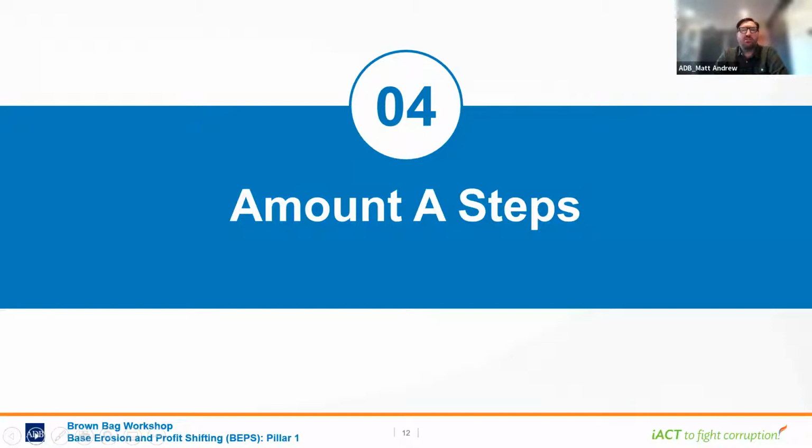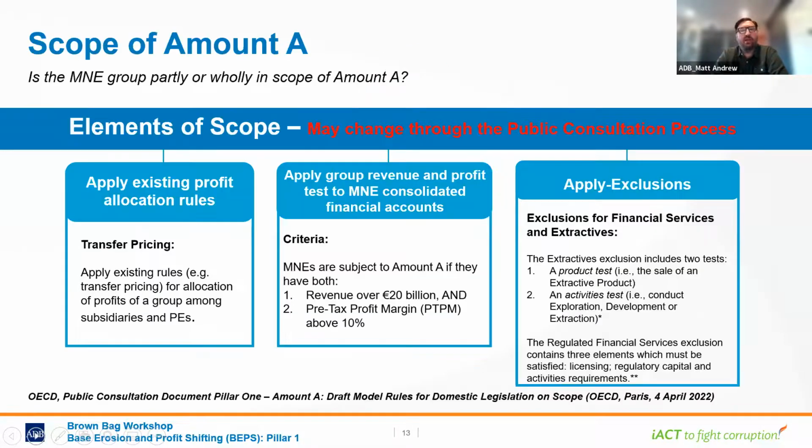So in relation to the scope of amount A, let's just quickly walk through each of these pieces to give you some background. You can see from this box here, in relation to amount A, we had the consultation document, as I mentioned, which was recently released, and there are a few interesting points to note from this document, which I'll highlight to you.